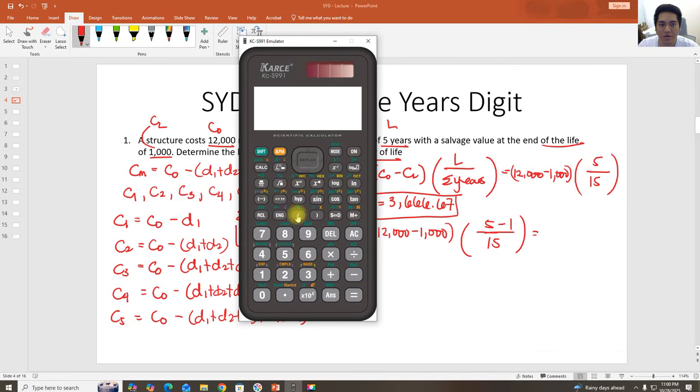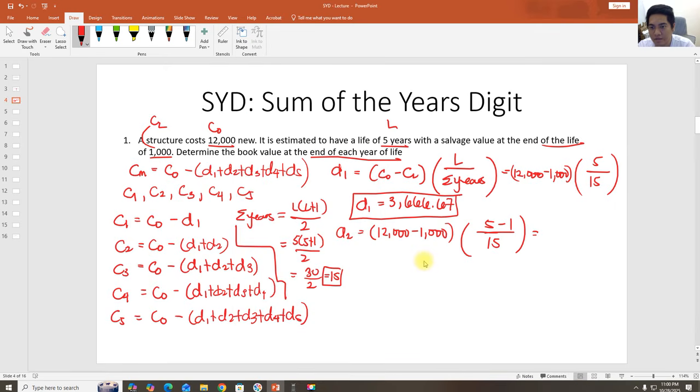Okay? And then, of course, you can use your technique in your calculator. So, for example, for this one, we have 12K minus 1K. Of course, obviously, you can type it as 11K. And then we have 5 minus 1 here all over 15. So, we can have a value of 2,933.33. Okay?